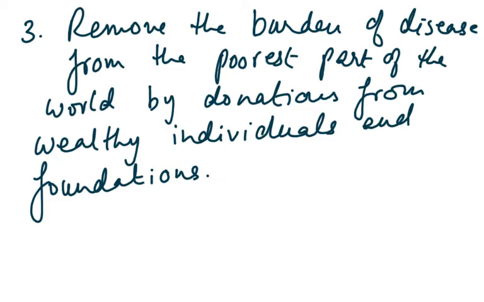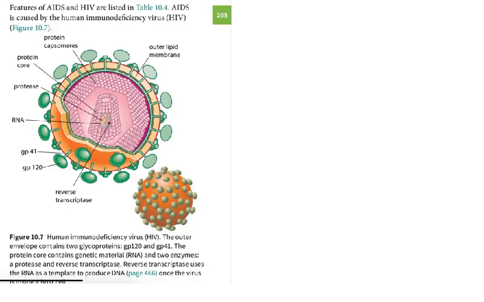Now we continue with the topic of AIDS. If you look at the AIDS virus, it's very interesting to see its shape. It has an outer lipid membrane. Then inside it has the protein capsomeres, and then it has a protein core. In that we have an enzyme, protease, and then this has an RNA strand.